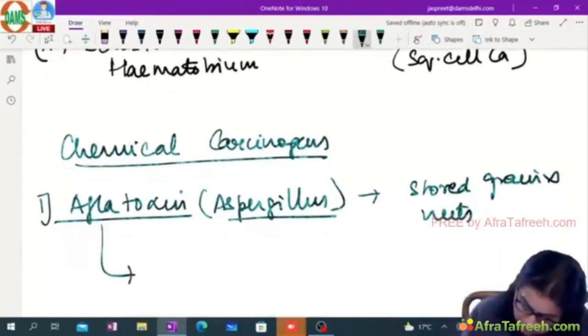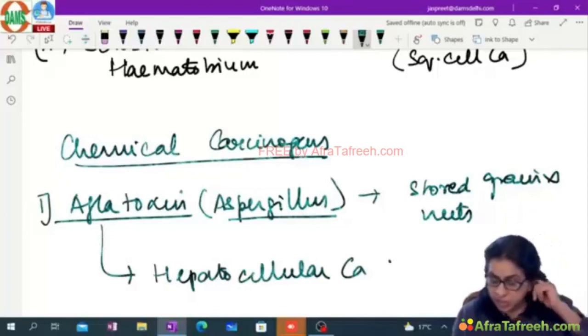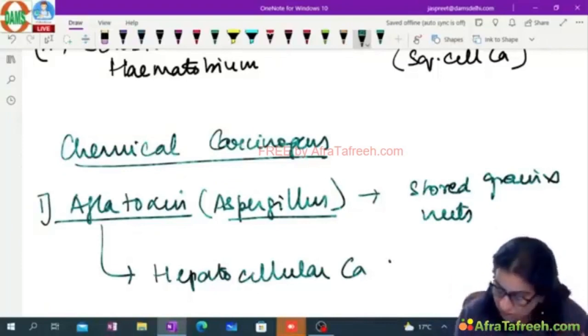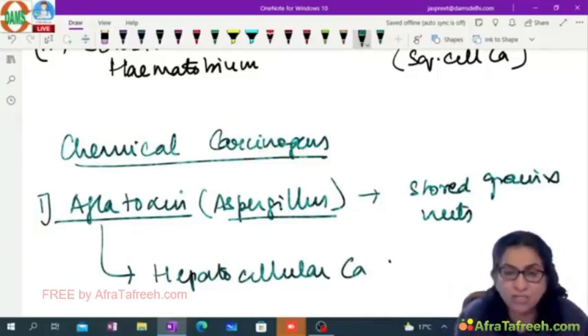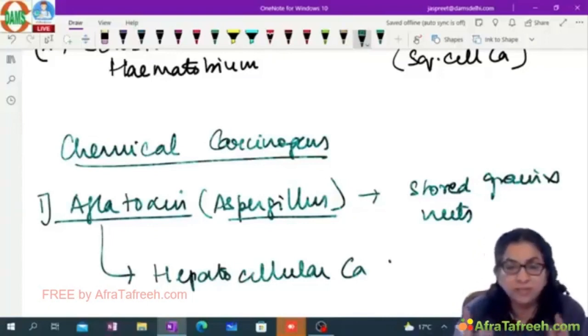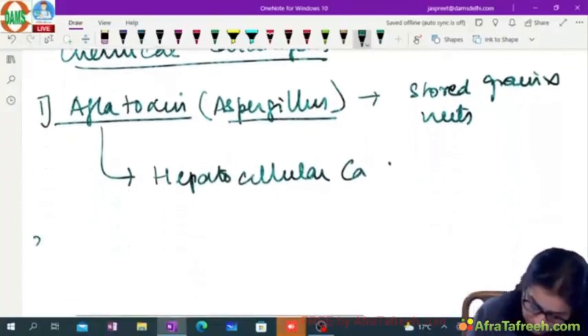Aspergillus causes liver cancer, hepatocellular carcinoma. So exposure to Aspergillus occurs in stored grain and nuts. This fungus grows there and produces aflatoxin, and when you consume the stored grain and nuts, this aflatoxin can cause hepatocellular carcinoma.